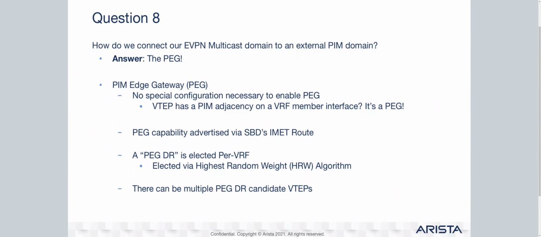Now, we could have a couple boxes that are acting as the PEG or more, they're PEG capable, but only one of them can be the PEG DR on a per VRF basis. And we'll see what the responsibilities of the PEG DR are in a second. But this is just going to be elected using a highest random weight algorithm, and we'll ultimately get a nice separation. If we have multiple VRFs, we can have a different device acting as the PEG for each respective VRF, so we don't have everything polarizing to one device. And then there can be multiple PEG DR candidates.